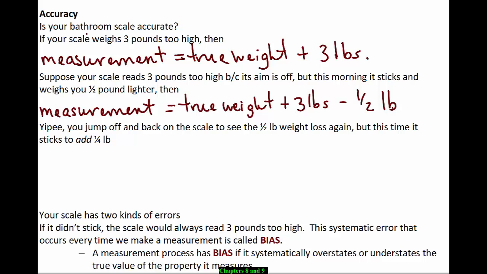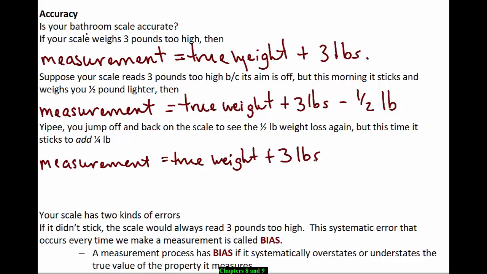So, ladies, I'm sure you can identify here. You jump off and back on the scale to see that half of a pound weight loss, but this time it sticks to add a quarter of a pound. Then the measurement it gave you is your true weight plus the 3 pounds plus a quarter of a pound. So this bathroom scale then has two types of errors. It's got this error that's always adding 3 pounds, and then it's got the other error which seems unpredictable. Sometimes it's taking off a half of a pound, sometimes it's adding a quarter of a pound. Those are two different types of errors.